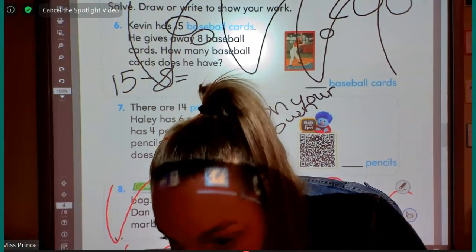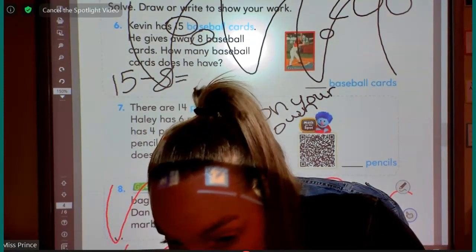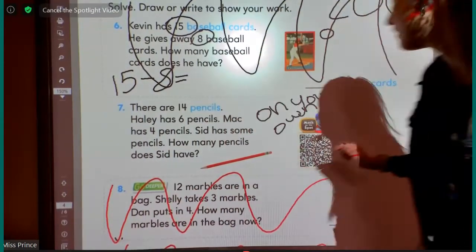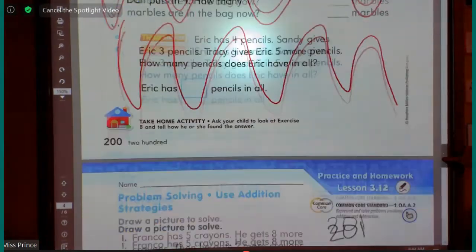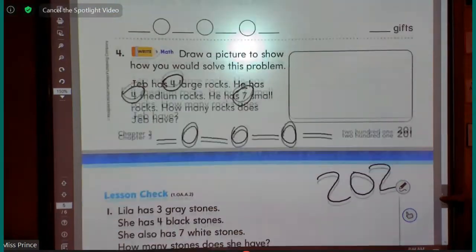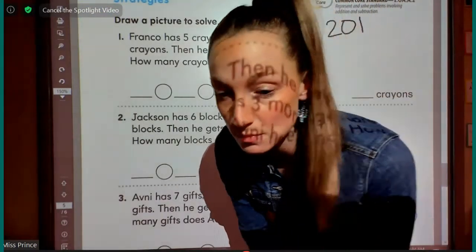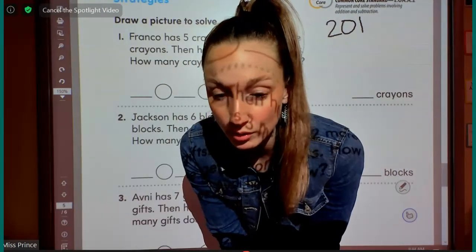Okay, I'm looking through. I don't see any other hands raised, so make sure that you guys complete these 2 pages, here and here. And that needs to come back in your packet tomorrow for packet pickup, okay?